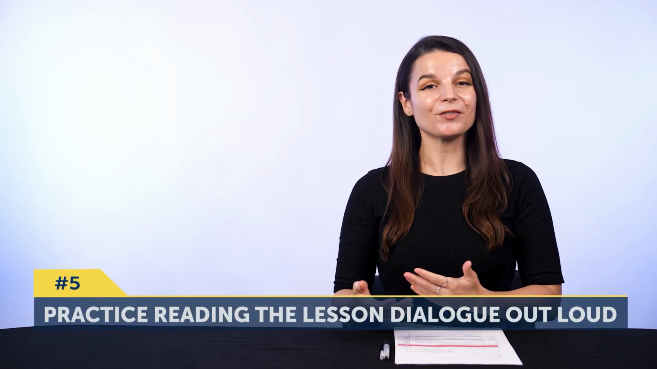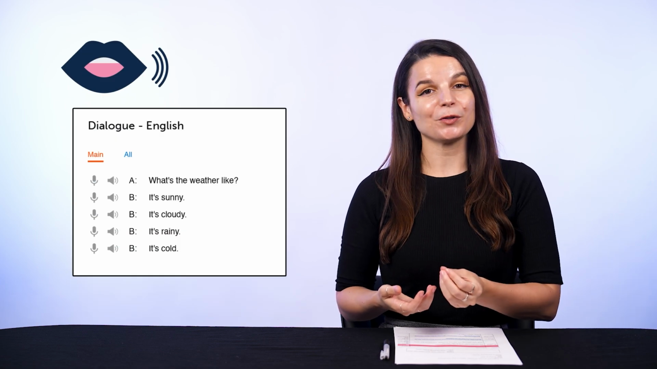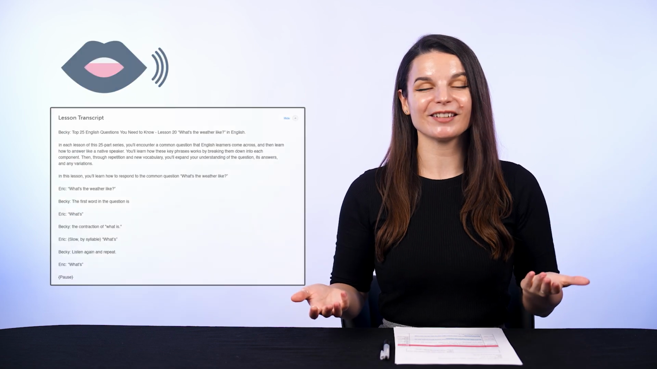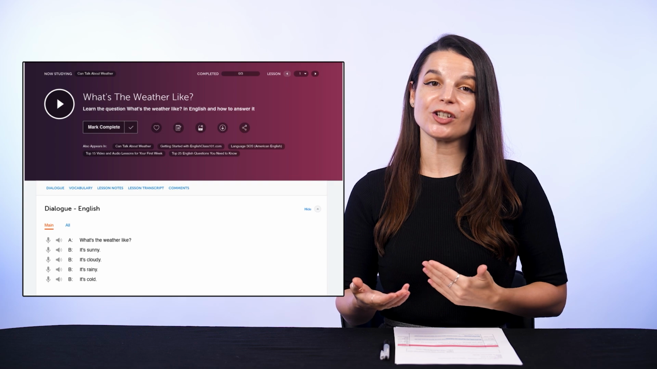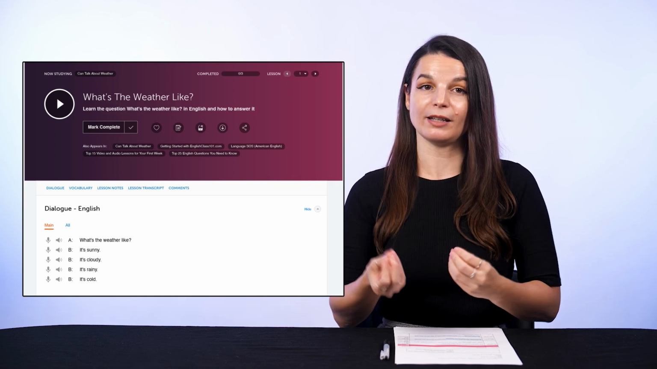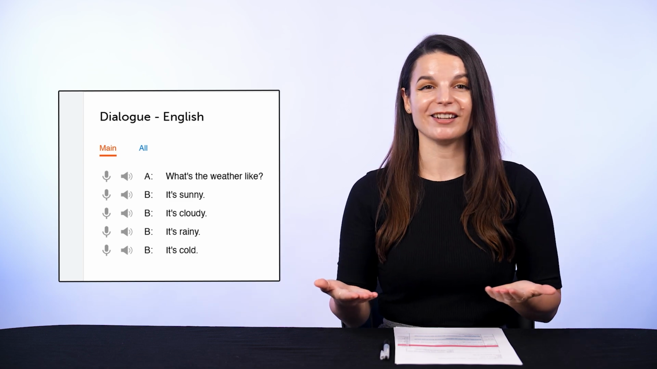5. Practice reading the lesson dialogue out loud. If you can't easily shadow a conversation just yet, then reading is the next best thing. You can read along with the dialogue tool, lesson notes, or lesson transcript. 6. You can also practice writing out the lesson dialogues. Our lesson dialogues are conversations that you can use in real life with native speakers. And by writing it out a few times, you'll remember it better that way.